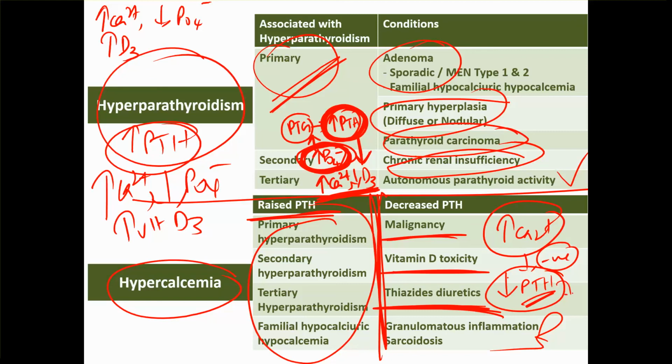So when there is decreased parathyroid hormone, there will be increased phosphate, and there will be decreased vitamin D3. Understand? Because D3 needs the hydroxylase enzyme that has to be formed after stimulation by parathyroid hormone.